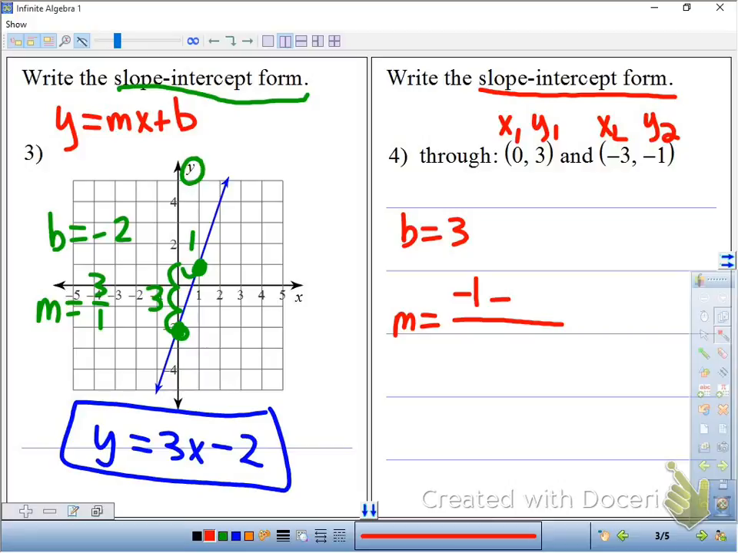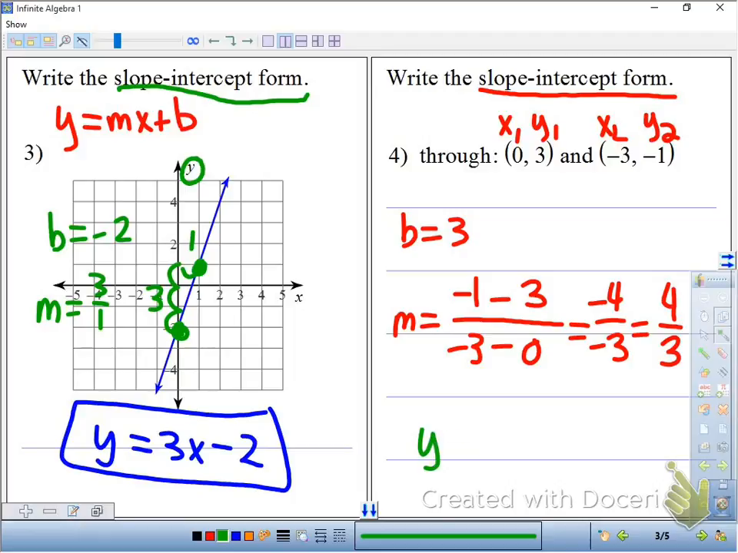So let's go ahead and find our slope here: y2 minus y1 over x2 minus x1. Well, -1 minus 3 is -4. -3 minus 0 is -3. And I do need to simplify this. Negative divided by negative does make this a positive 4/3. So I have my slope and y-intercept. I can go ahead and write my equation: y equals 4/3 x plus 3. So those are some different ways for slope-intercept form. They aren't the only ways, but they are a few.